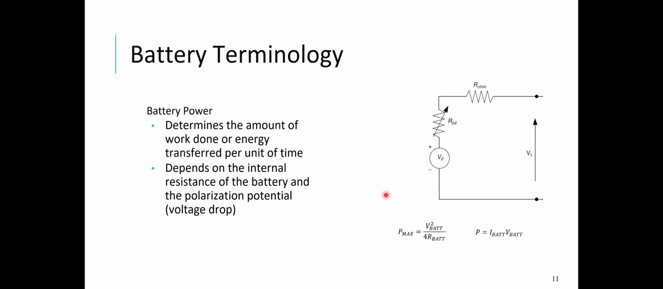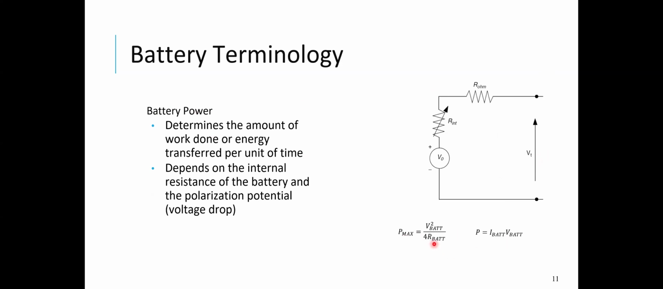Battery power is another term we want to define. It determines the amount of work done or the energy transferred per unit of time. And basically, the power of the battery is the voltage of the battery at any point in time, multiplied by the current being removed from the battery or discharged from the battery. So that's the battery power. That's an instantaneous quantity. And I can also determine what is the maximum power that I can get out of the battery.